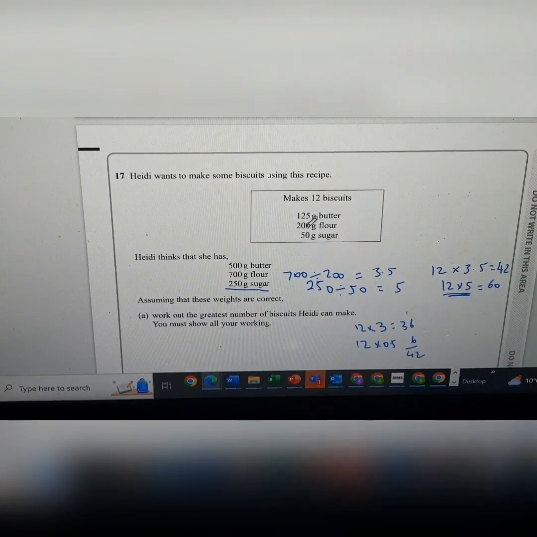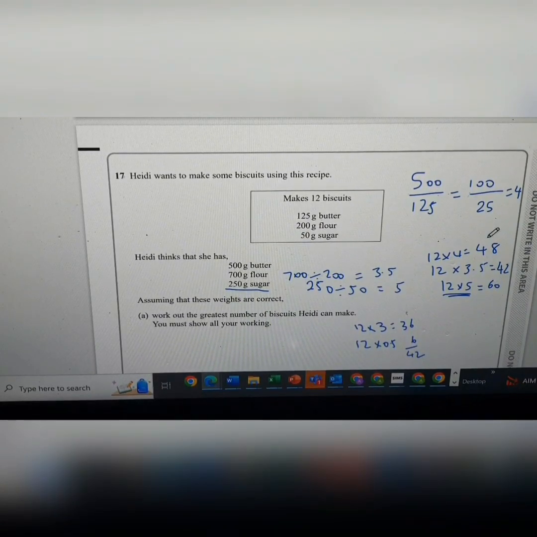And then if you look at the butter recipe, so she's got 125 grams of butter. She thinks she has 500 grams of butter. So you're going to divide 500 by 125. So we can start by dividing both by 5. So 5 into 12 is 2 remainder 2, so 25. And then 100 divided by 25 is 4. So 12 times 4 is 48.